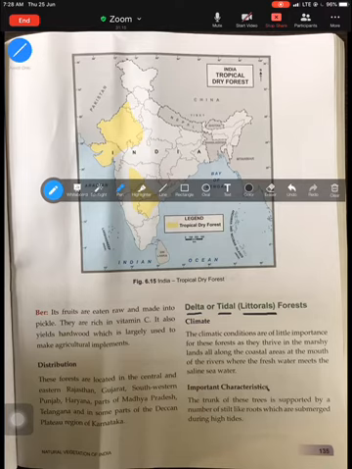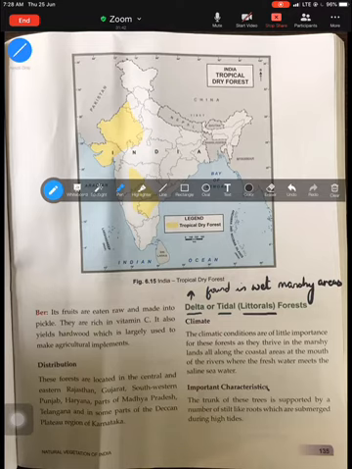So tidal, littoral or delta forests are forests which are found in wet, marshy areas. Forests which are found in wet, marshy areas or along the rivers, delta, or along the coast, such kind of forests are known as the delta, which is also known as tidal or littoral forest.